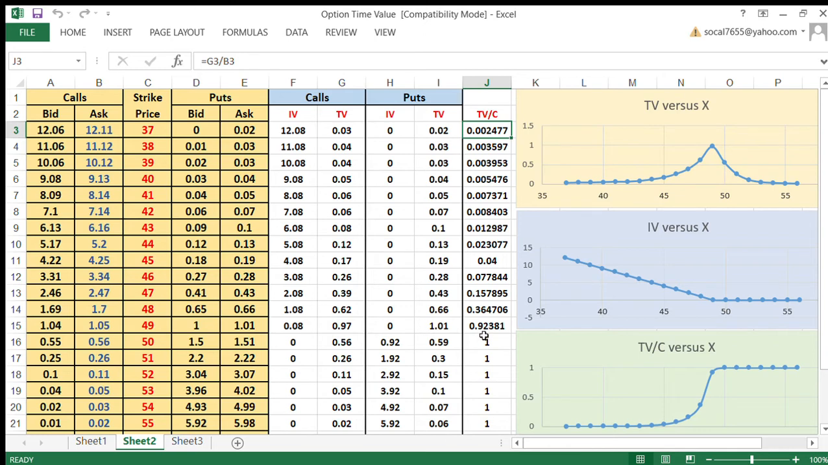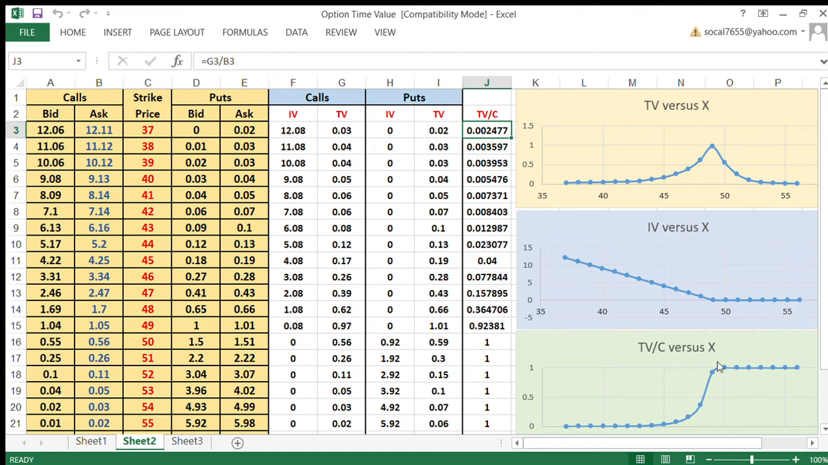At the 49 strike, it's a little bit more than 92% of the value of the call option that is time value. And then, of course, when you get to the out of the money calls, the 50, 51, 52, etc. strike prices, they have no intrinsic value, and therefore 100% of their price is time value. So this chart shows time value divided by call price as a function of strike price. And it has kind of a sigmoidal shape. Down here it's approaching 0, up here it's approaching 1, and there we see that relationship.